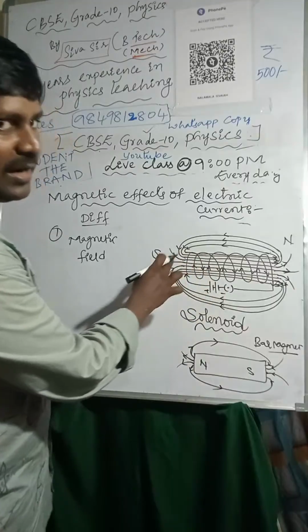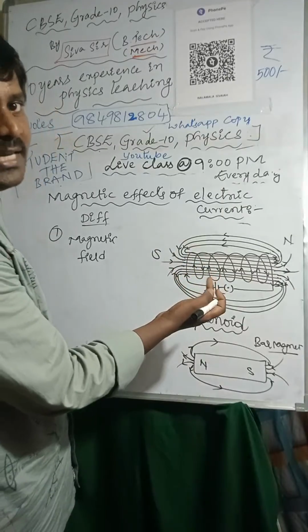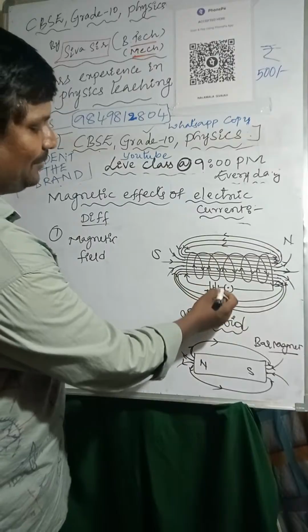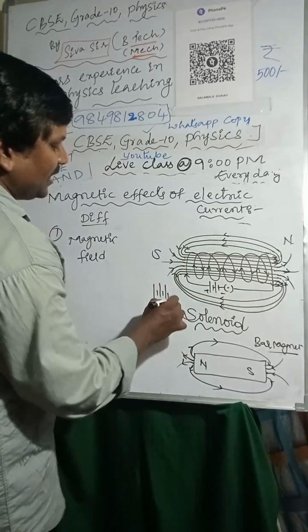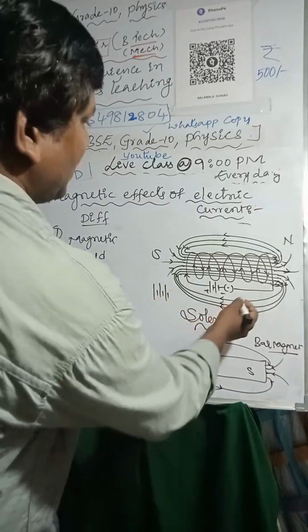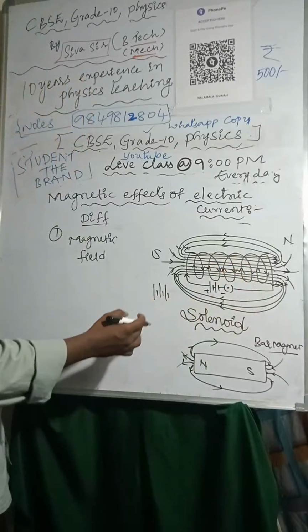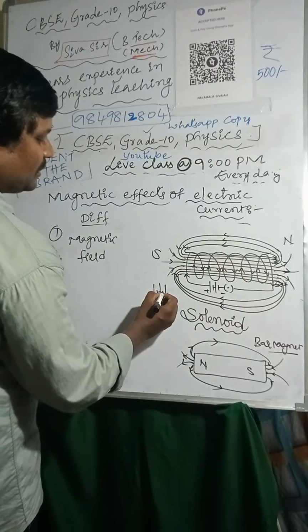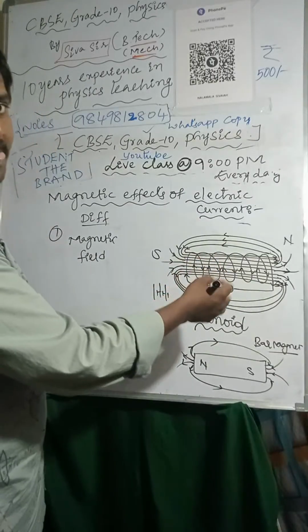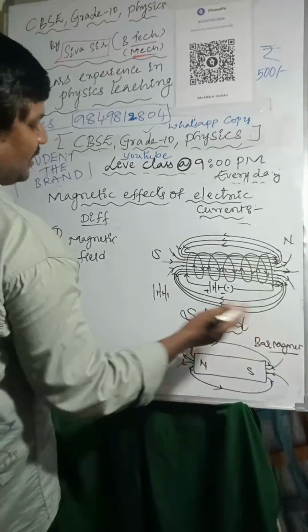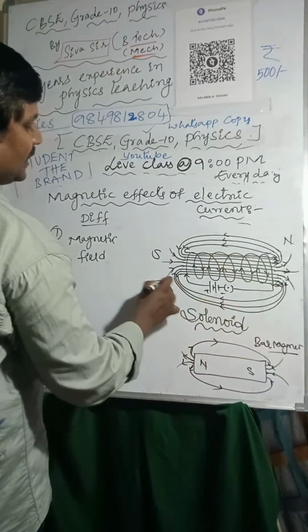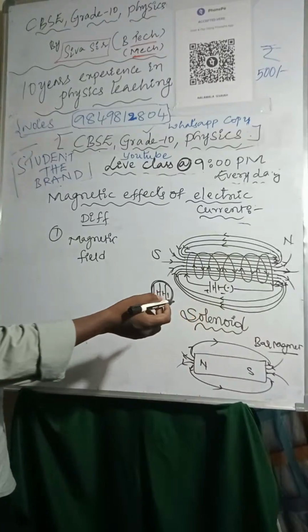The magnetic field for a solenoid changes. How will it change? By changing the battery. If you add a number of cells, what happens? The magnetic field also changes, right? Because the strength of the current passing through the loops increases, automatically the magnetic field strength also increases.